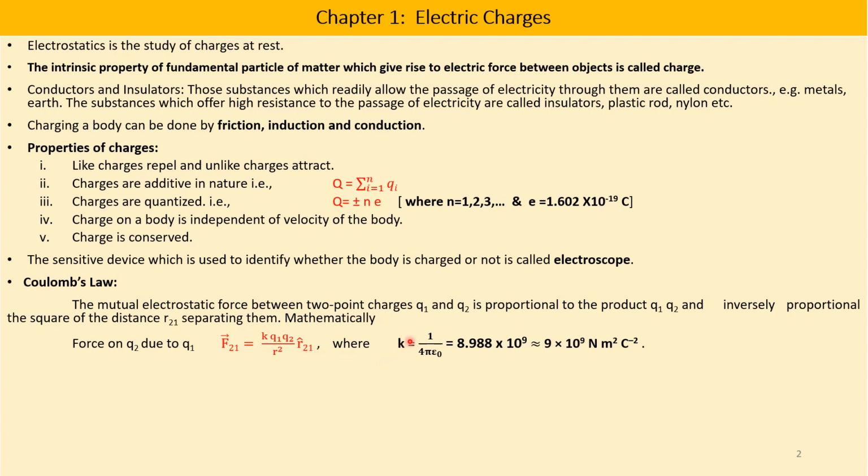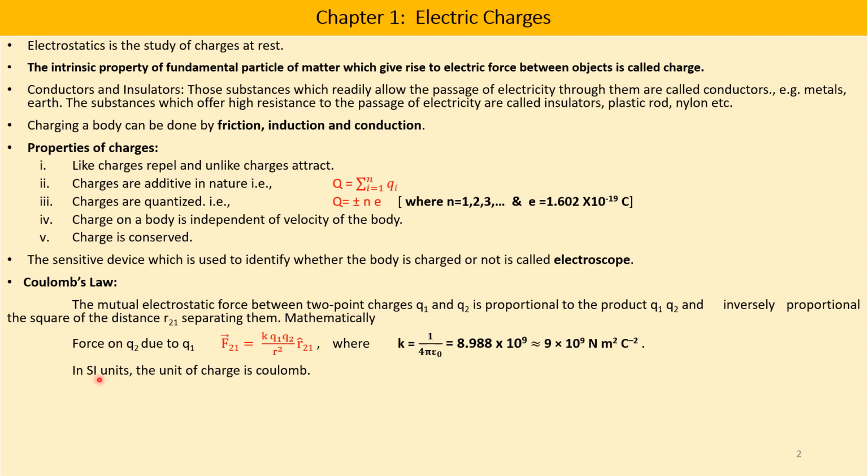Here, the value of K, which is found practically, is given by K is equal to 1 over 4 pi epsilon naught. That is, the value of K is 8.988 into 10 to the power of 9, which is approximately 9 into 10 to the power of 9 newton meter square per coulomb square. And epsilon naught is the absolute permittivity of air. This we will describe in the next few lines.